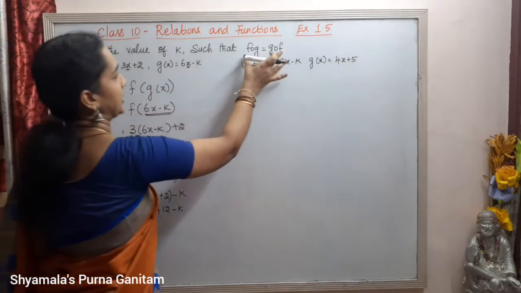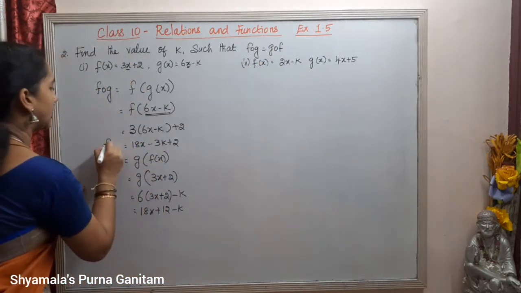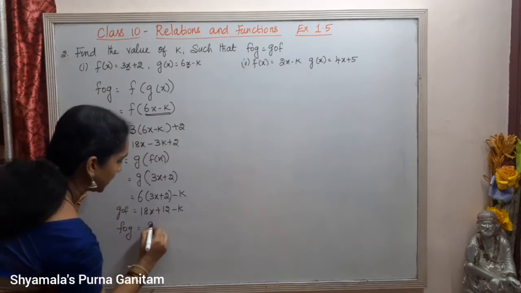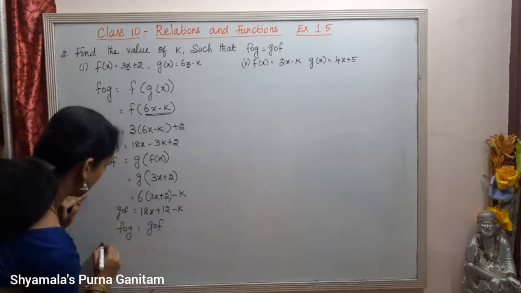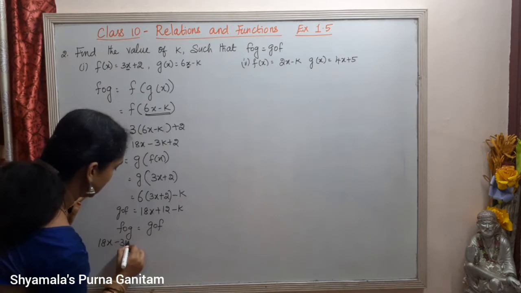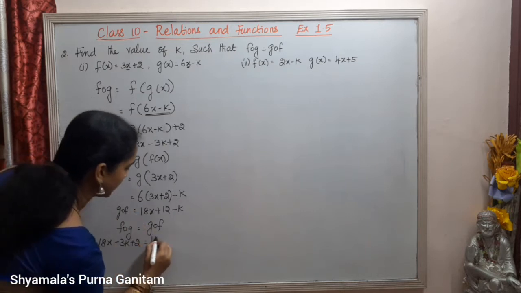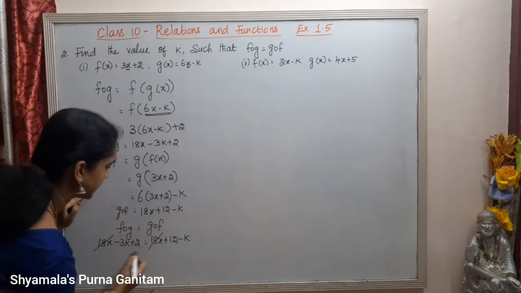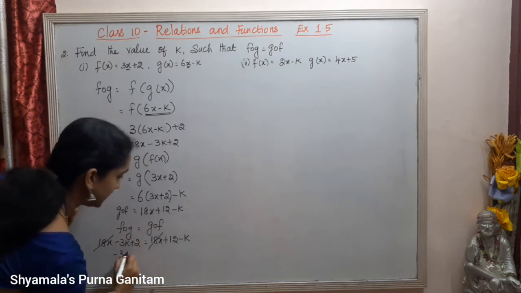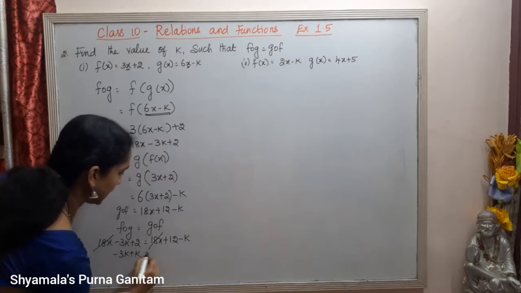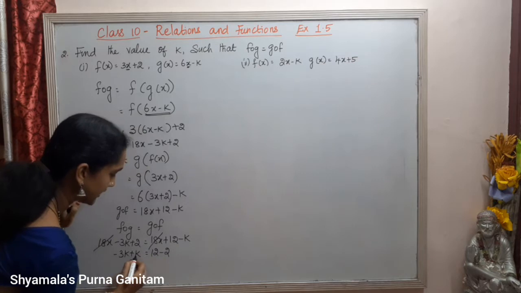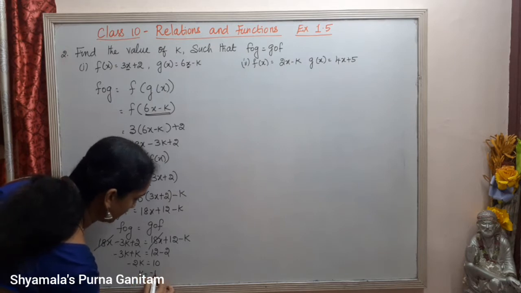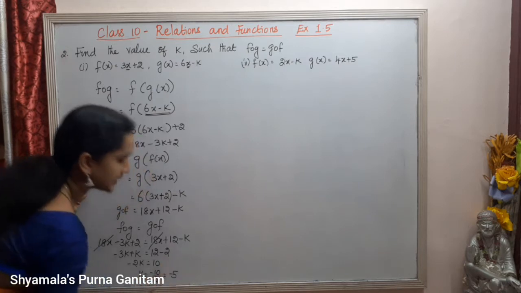In the question what is given? f of g is equal to g of f. So we got the value for f of g and g of f, and we will equate them. So f of g, 18x minus 3k plus 2, is equal to g of f, 18x plus 12 minus k. So 18x and 18x will get cancelled. I will bring the k to one side. So minus 3k plus k is equal to 12 minus 2. So minus 2k is equal to 10. So k is equal to minus 10 by 2. The value for k is minus 5.